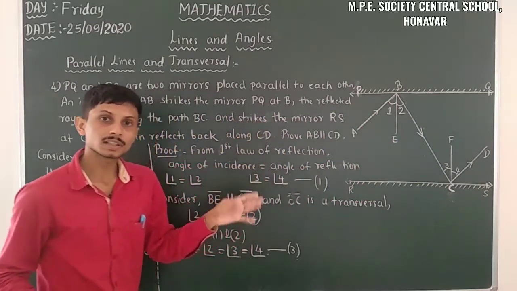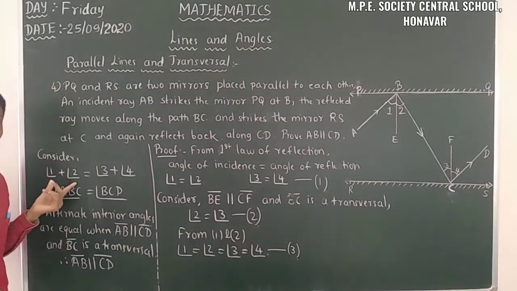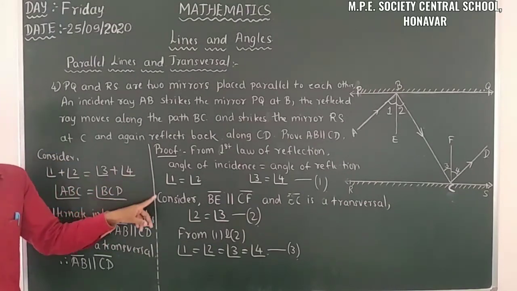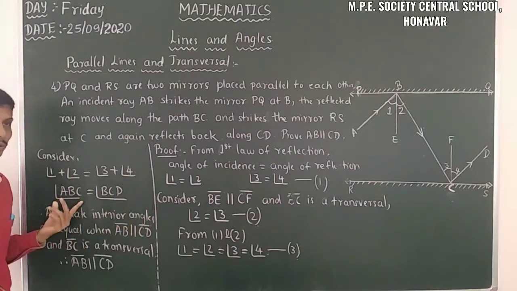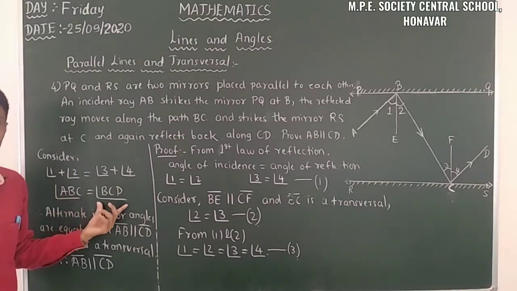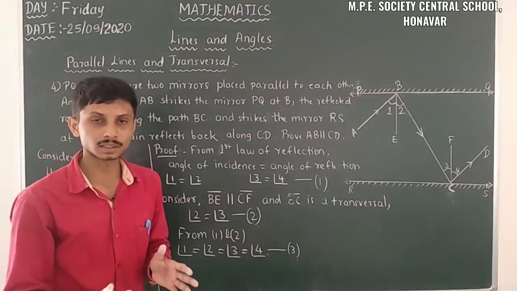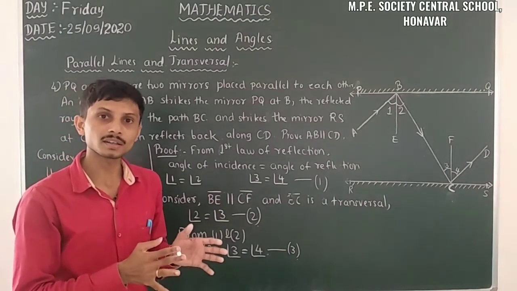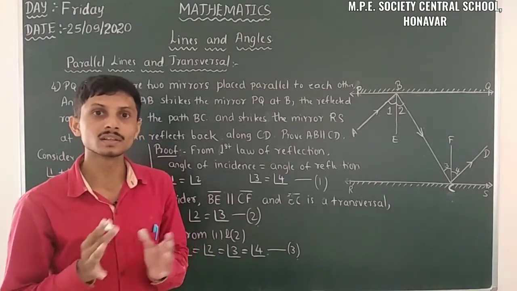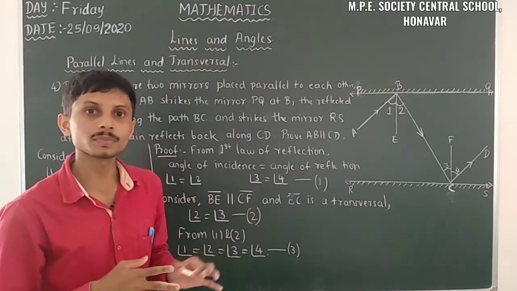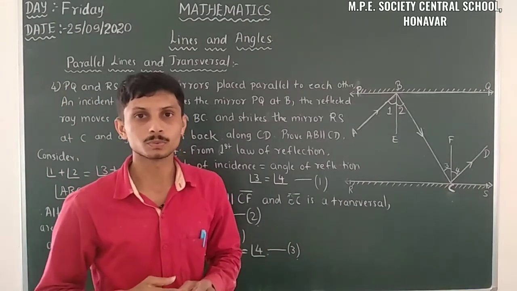So for that we took the sum of two equal angles. It is 1 plus 2 is equal to 3 plus 4. So from that we got angle ABC is equal to angle BCD. So from theorem 6.3, when the alternate interior angles are equal, then those two lines are parallel. So from that we have the proof.